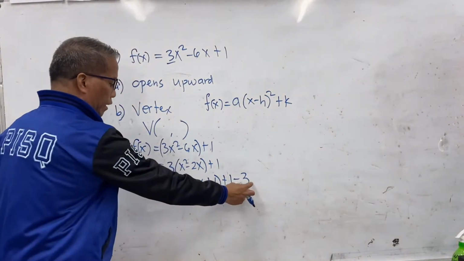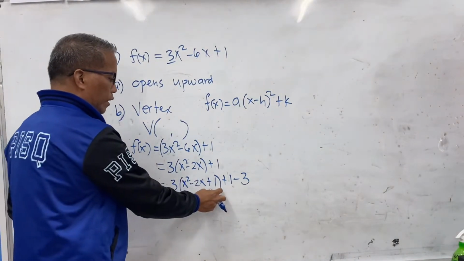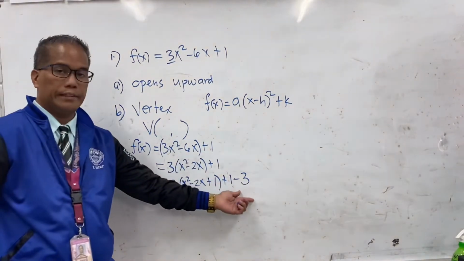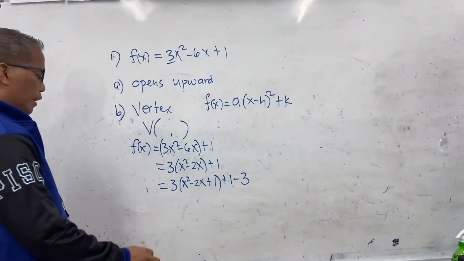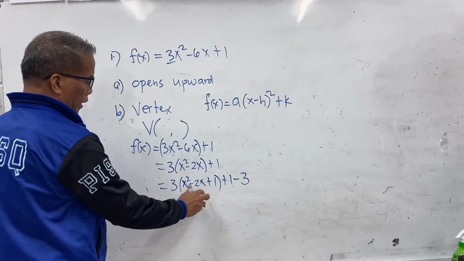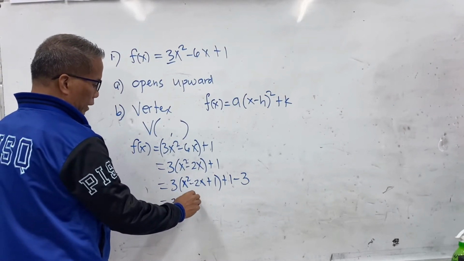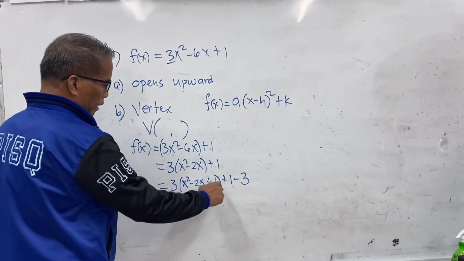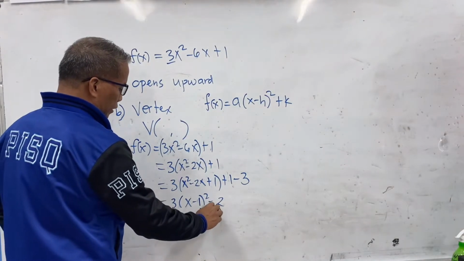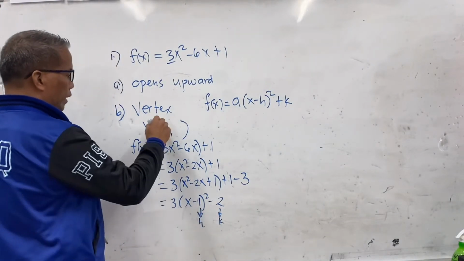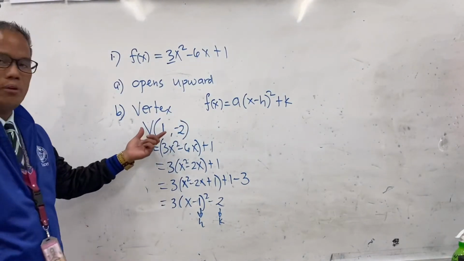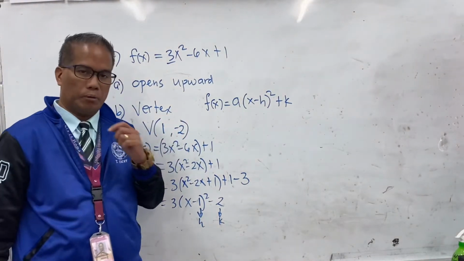Where did we get 3 from here? 3 times 1 equals 3. Then we need to subtract 3 on this side. Then it equals 3 times, factor this, we have now x minus 1 squared, then 1 minus 3 is minus 2. So this is your h, then this is your k. So we have positive 1, then negative 2. So the vertex now is 1, negative 2.